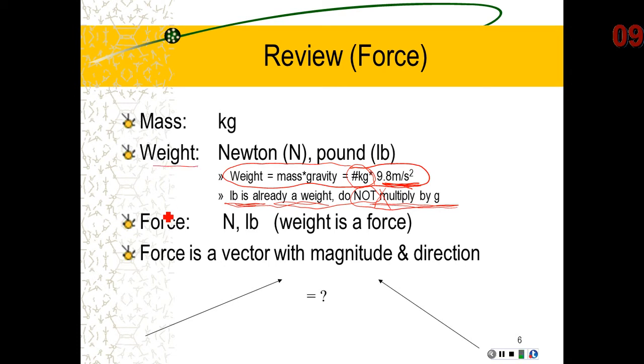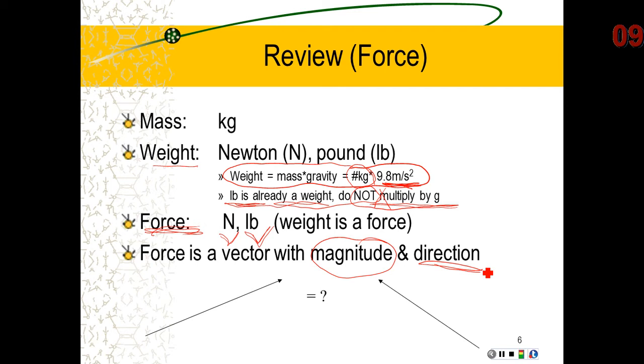Weight. A weight is a force, so we're moving towards forces. Forces, the units are newtons in your metric or pounds in your U.S. customary. So your weight is a force. And so if I weighed 150 pounds, that's a weight, but it's also a force. It's 150 pounds. 150 is the magnitude. But the direction is, well, gravity's pulling me towards Earth, and so the direction of my weight is downward towards the Earth. Okay, so force is a vector. It has magnitude, so the numerical size, but it also has a direction.